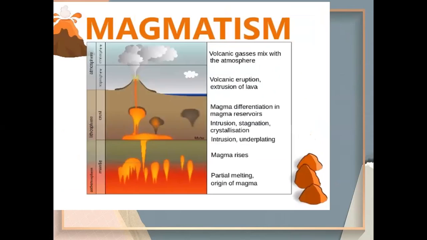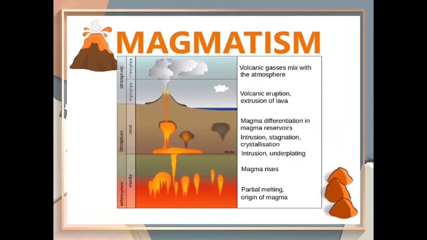Next, magmatism. Here, we notice the partial melting origin of a magma, the magma rises, then magma differentiation in the magma reservoir, intrusion, stagnation, crystallization, extrusion, and replenishing.